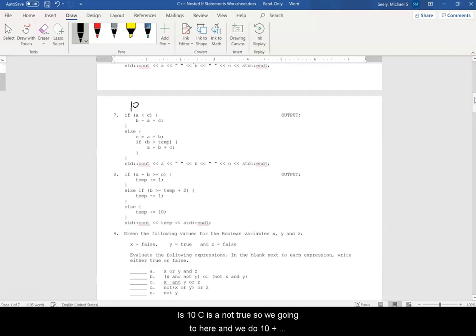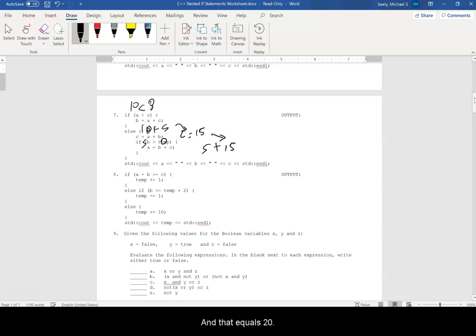A is 10. C is 8. That's not true. So we go into here and we do 10 plus 5. So C is equal to 15 now. If 5 is greater than 0, which it is, we do 5 plus 15 right here, and that equals 20. So A is 20, B is 5, and C is 15. So 20, 5, and 15.